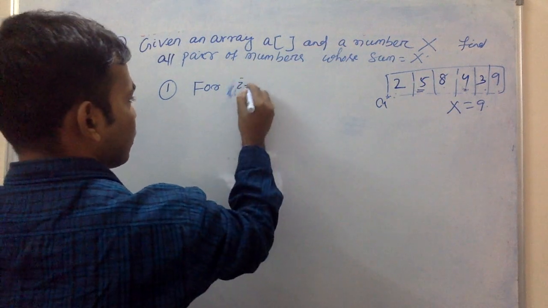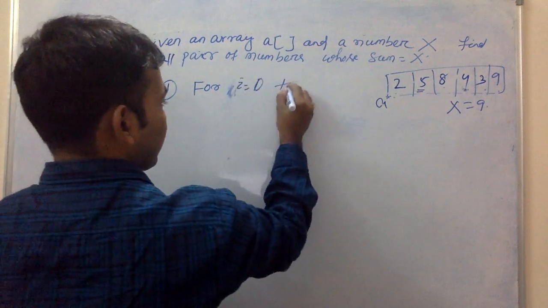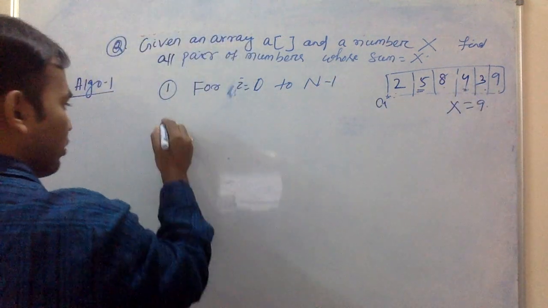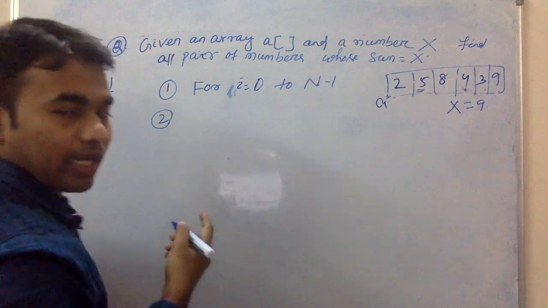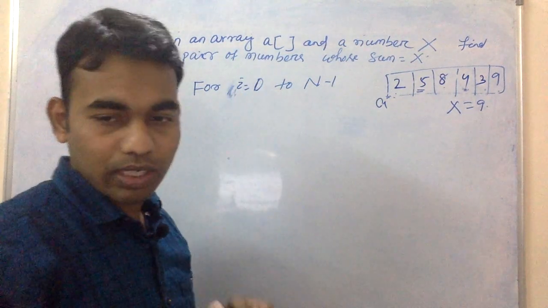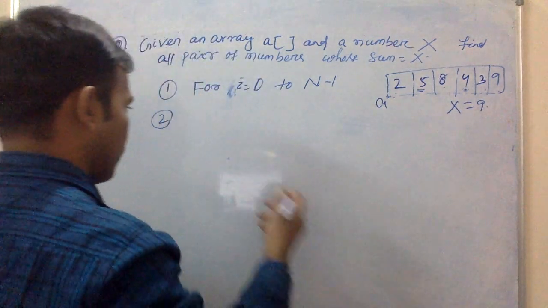For i equal to 0 to n, or I can go up to n minus 1. I am writing the algorithm, not the code. You can just write the code also, that is nothing. For i equal to 0, i less than or equal to n minus 1, i plus plus.